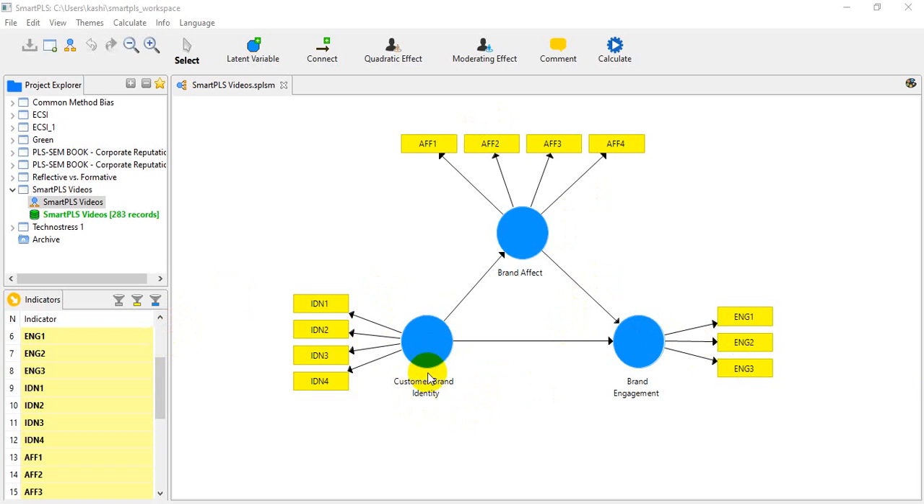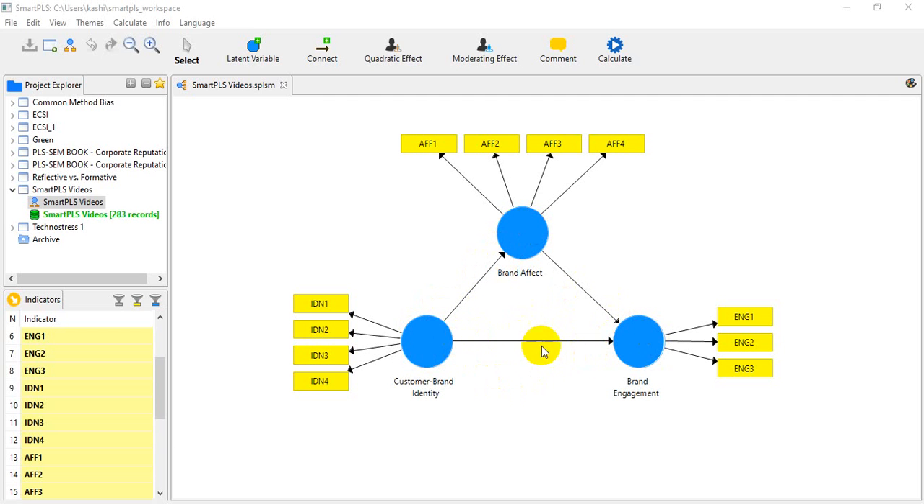The independent variable is customer brand identity, and then I have brand engagement as a dependent variable, and I have brand effect as a mediating variable. Essentially what we are assuming here is that brand effect has a mediating effect on the relationship between customer brand identity and brand engagement through this path here, right?